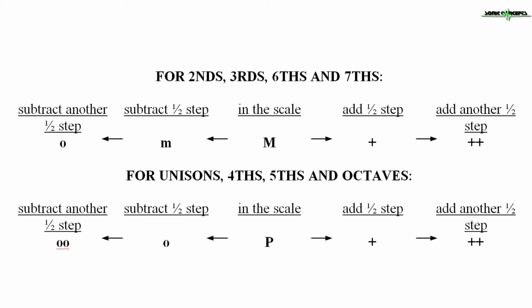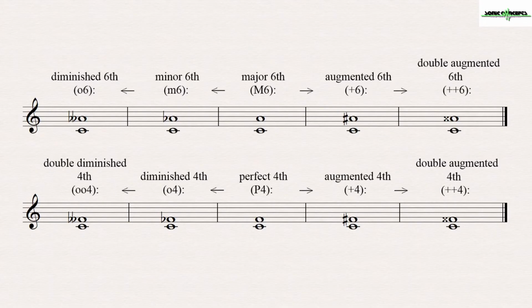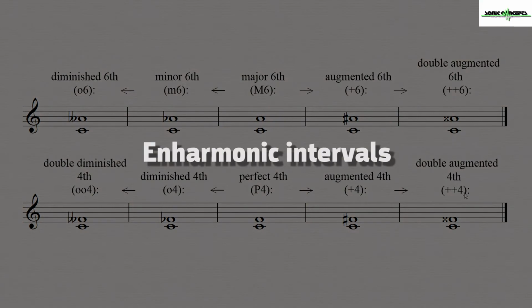This interval formula with its corresponding shorthand is visibly demonstrated in the following musical example. All examples use C as the low note for comparison. Observe that two of these intervals sound the same but are written differently, the diminished sixth and the double augmented fourth. These are enharmonic intervals.